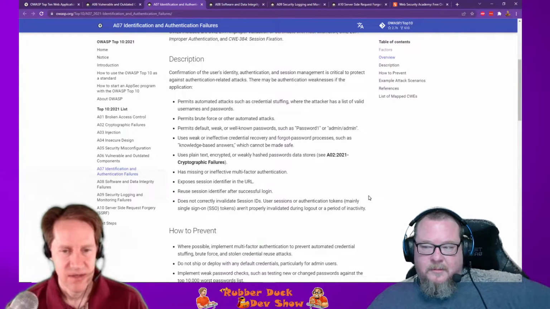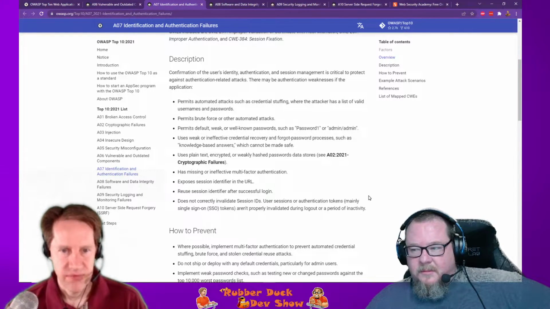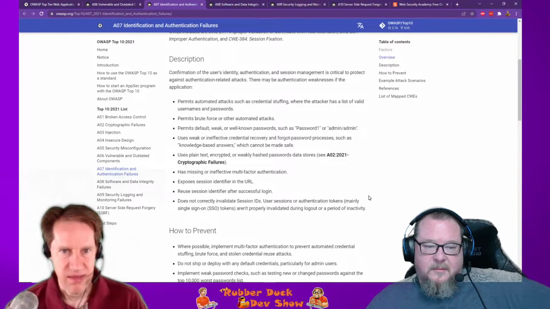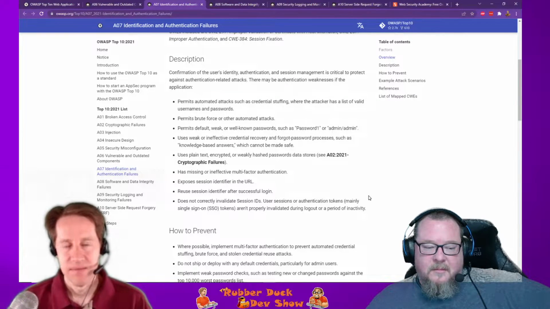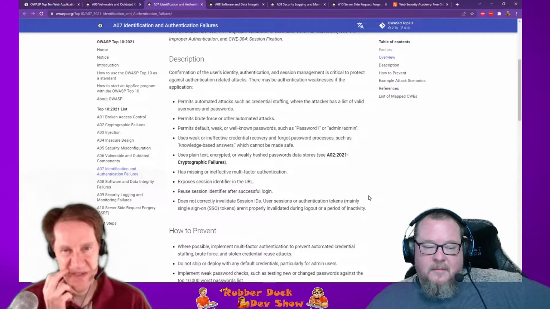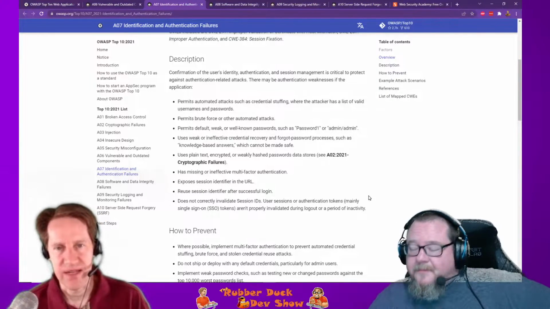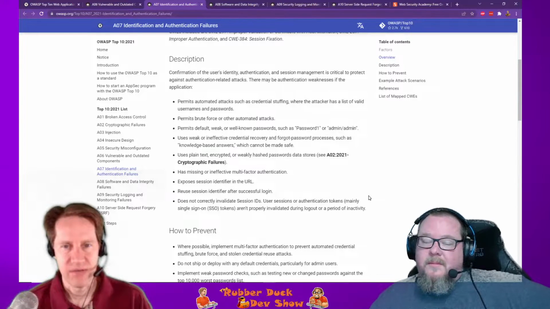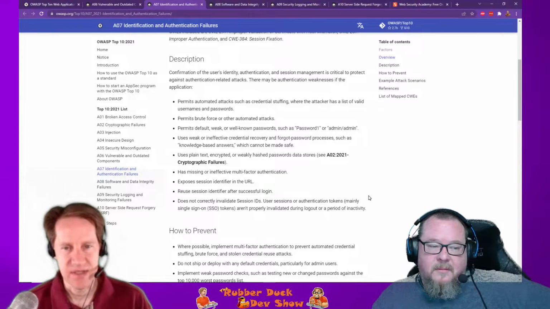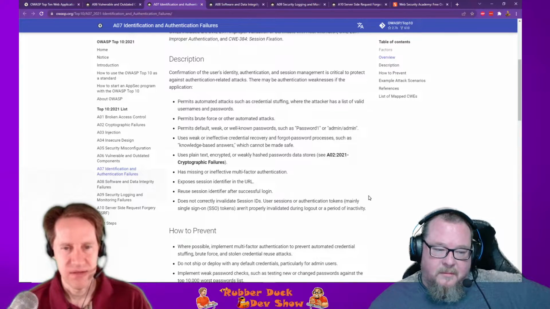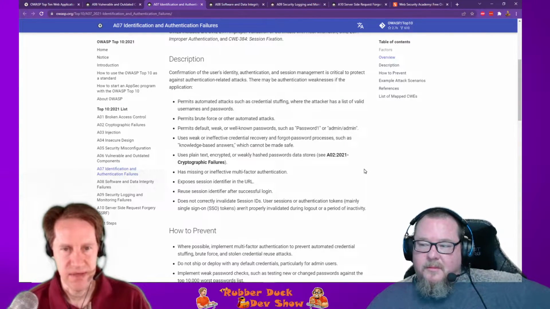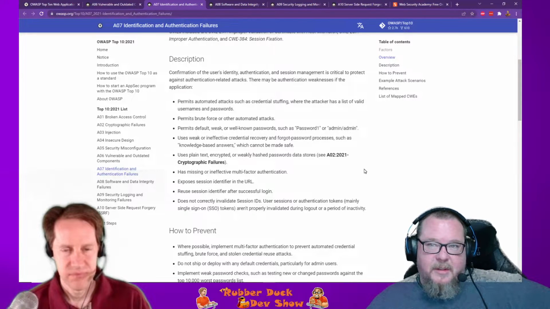Whereas I think identification and authentication failures is an authentication issue, meaning that you're trusting the wrong person. Right. Because they're talking about brute force attacks, people trying passwords tons of times, dictionary attacks, reusing session identifiers. Yeah. Capturing that stuff.